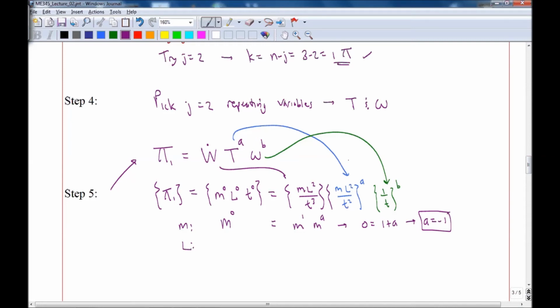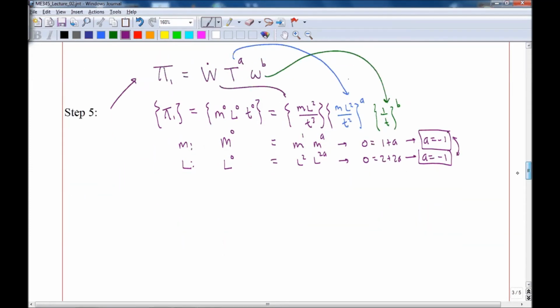Let's do the same thing very quickly with L. For L, we have 0 on the left, and then we have an L squared. Up here we have an L to the 2a, and we have no other L's. So 0 equal 2 plus 2a, which also gives us a equal minus 1. Fortunately, these match. If they didn't, we'd be in deep trouble. Probably look for algebra mistakes first, or perhaps the problem is not well posed and we can't solve it.